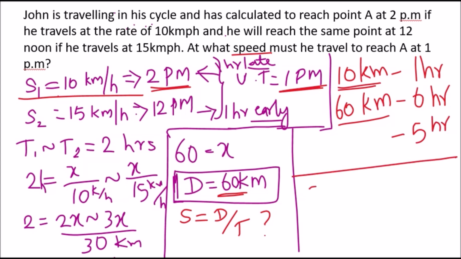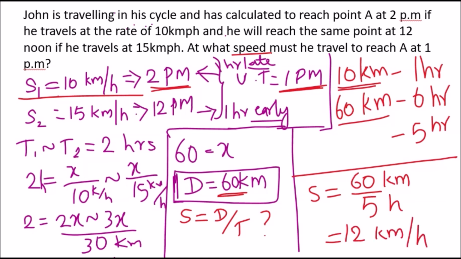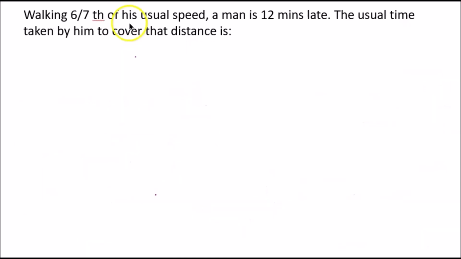So speed is equal to distance 60 divided by 5 hours. 60 kilometers, in 5 hours he has to reach. That is equal to 12 kilometers per hour. So our speed is 12 km per hour.